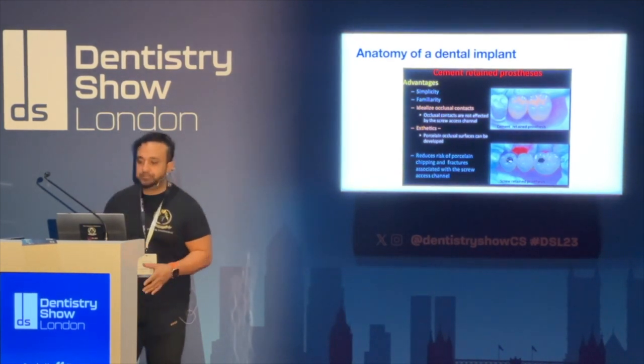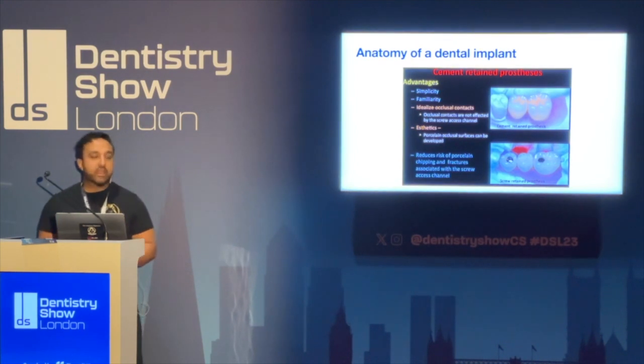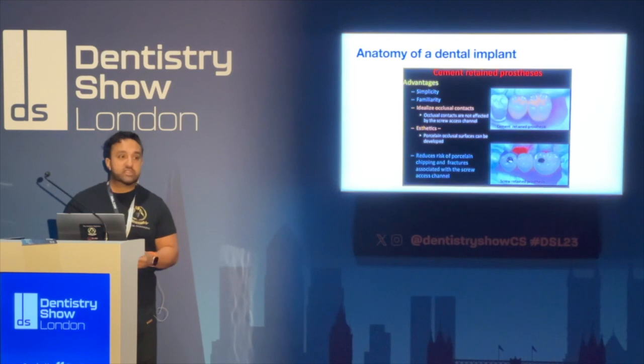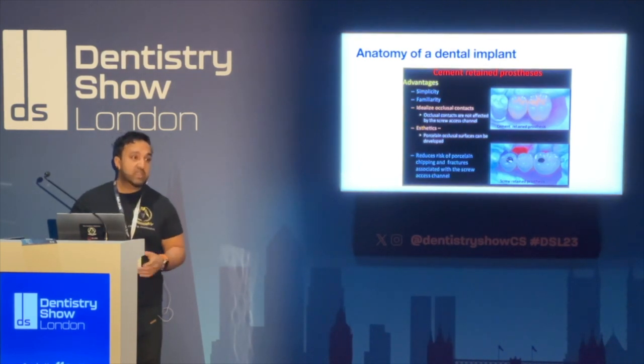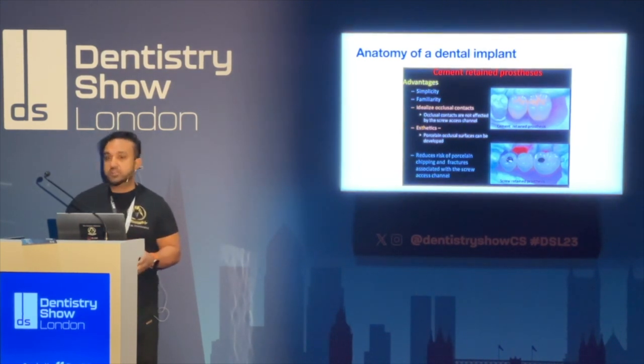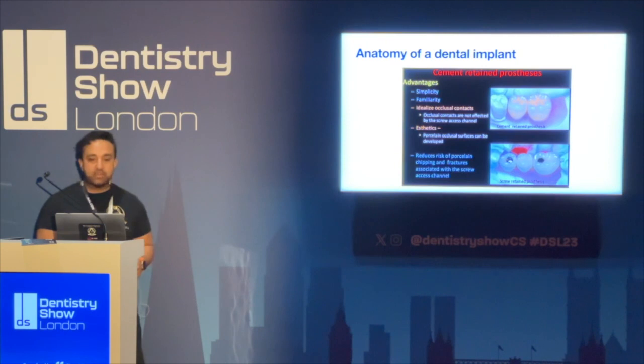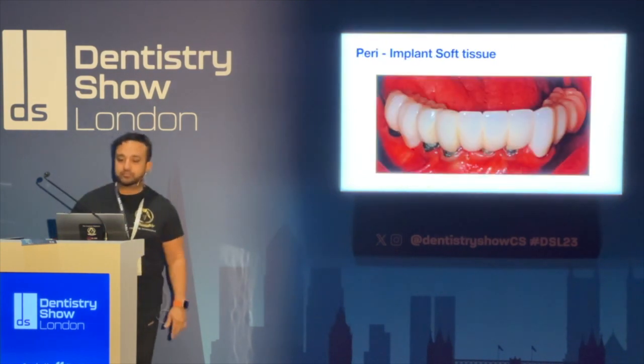So those are the two types of prosthesis you may see in general practice, cement retained or screw retained, and that is a simple universal kit that you can buy. You can even get it from eBay. It's not very expensive. You're looking under £100 for it to keep in your drawer somewhere.